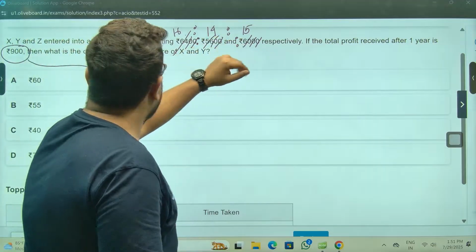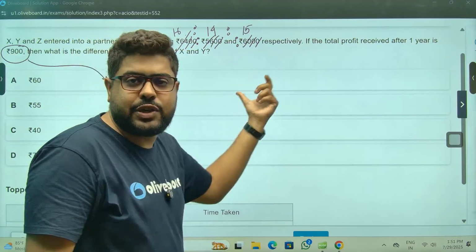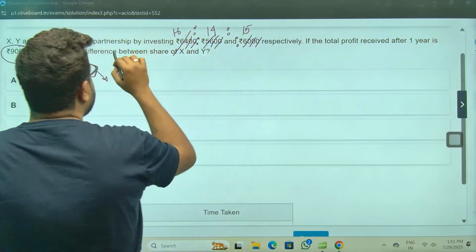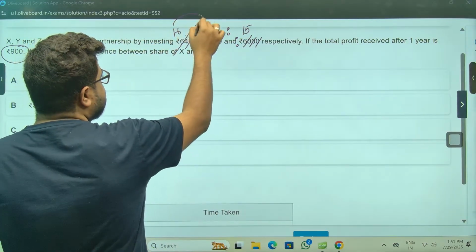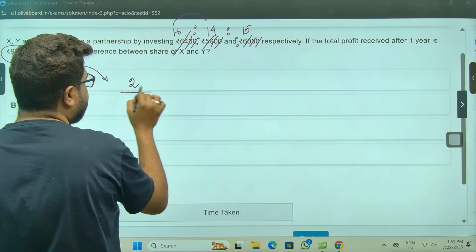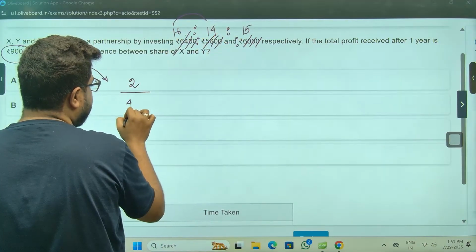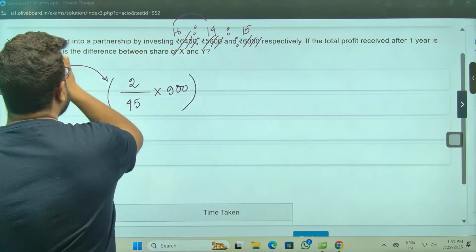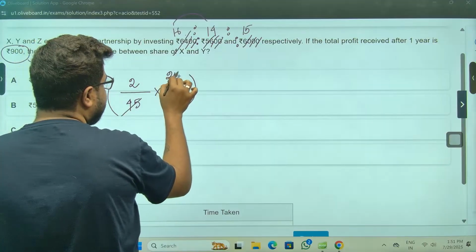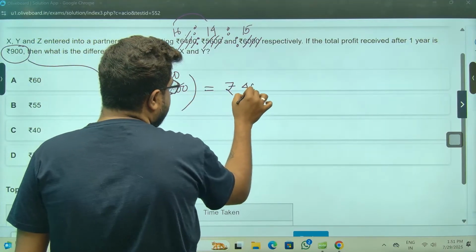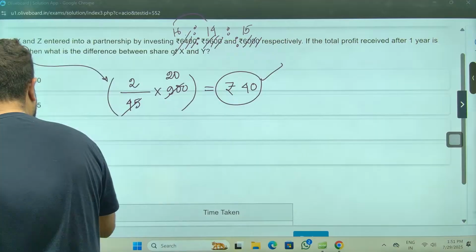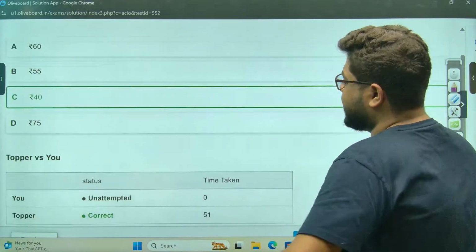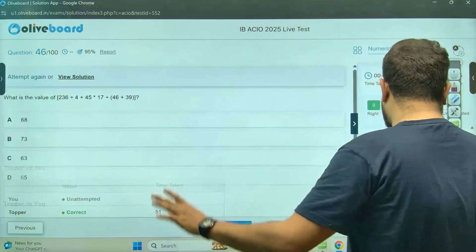Achha. Now what is the difference between the shares of X and Y? So let's see. Sir, what will be the total share? The difference will be two parts, 16 and 14, two parts. Out of the total, how many parts, sir? Total 45 parts, of the total profit, which is 900 rupees. So this is 20, so your answer will be 40 rupees, sir. Very, very simple question. Option C, 40 is the correct answer. Very simple stuff once again.